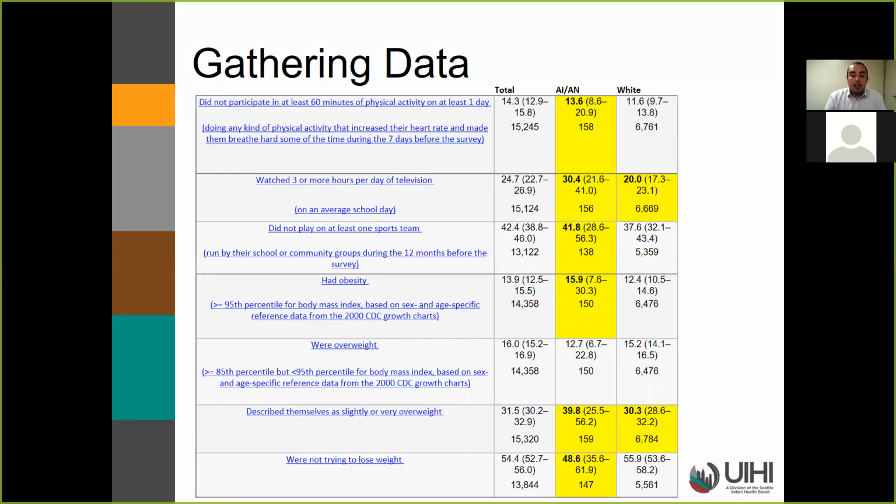So here we find estimates as far as activities. I find these quite interesting. So here in our first group, we have did not participate in at least 60 minutes of physical activity on at least one day in the last 7 days. Watched 3 or more hours per day of television on an average school day. Did not play on at least one sports team in the last 12 months. Had obesity. Described themselves as slightly or very overweight, and were not trying to lose weight.